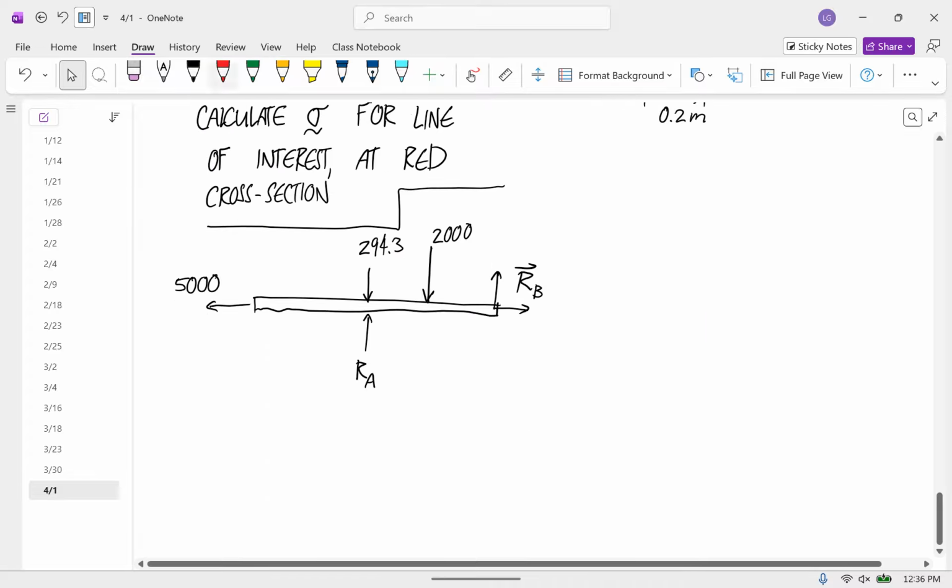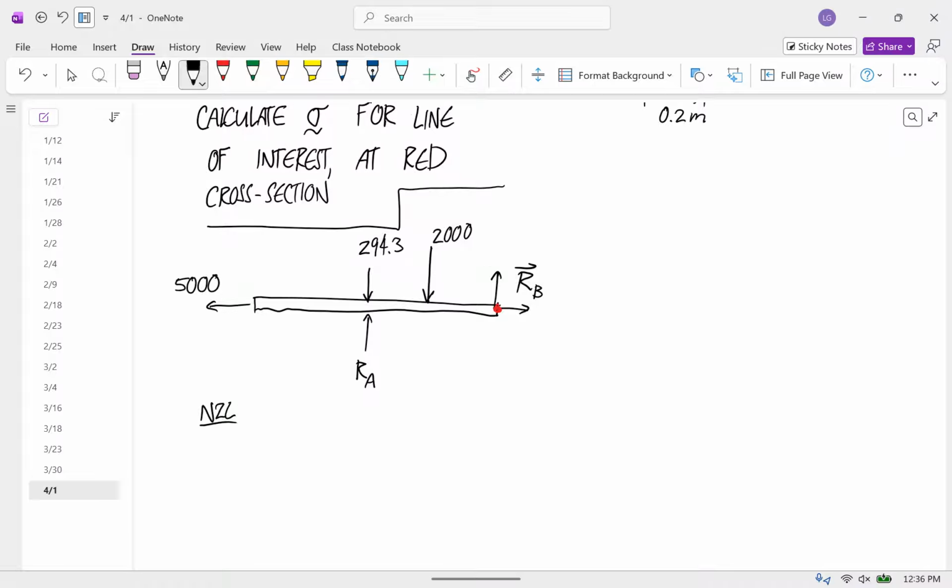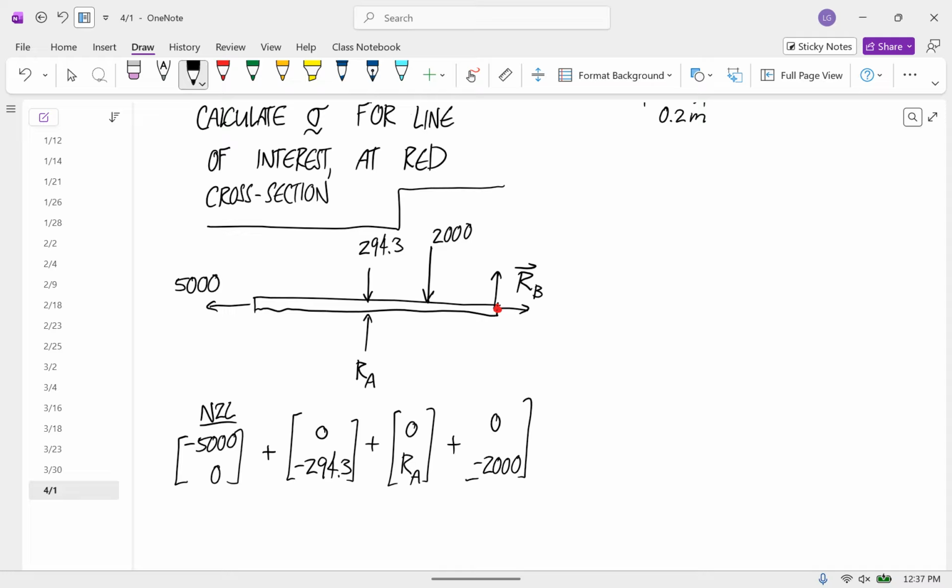Okay, so I guess I'll put my about point here for this. Newton's second law says negative 5,000, 0, plus 0, negative 294.3, plus 0, RA, plus 0, negative 2,000, plus RBX, RBY is equal to zeros.